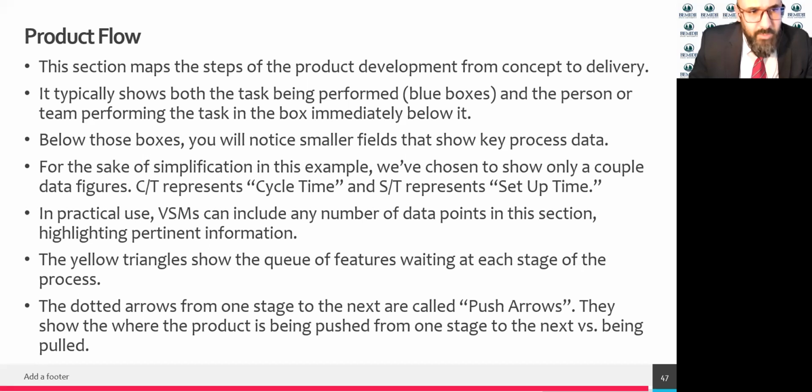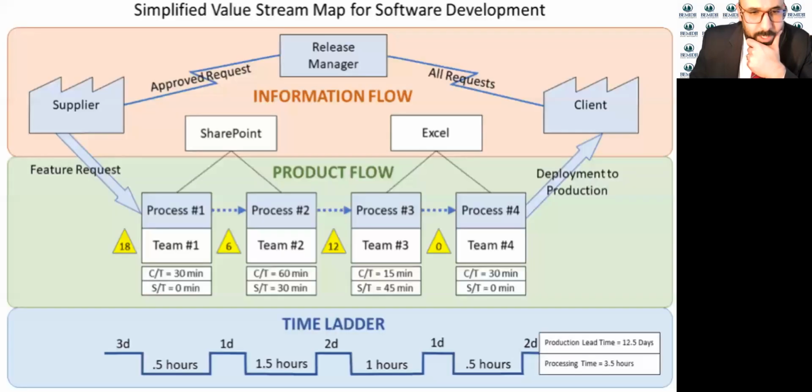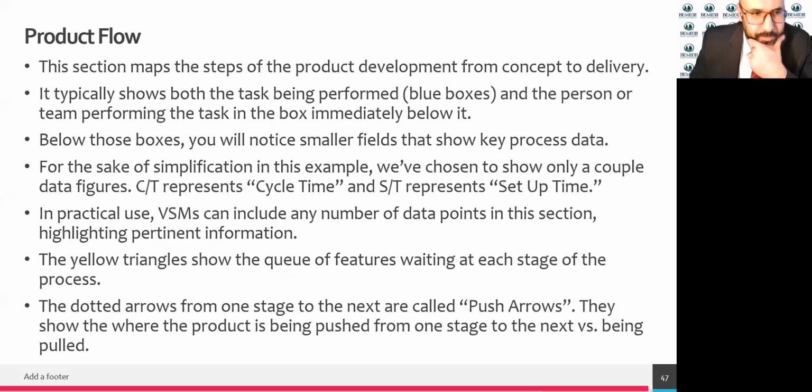For the sake of simplification, in this example, we've chosen to show only a couple of data points, such as the cycle time or the setup time, but you could include more as well. In practical use, a value stream map can include a number of data points in this section, highlighting pertinent information. The yellow triangles in the queue show the waiting at each phase. So right here, these just show the wait between one phase and another.